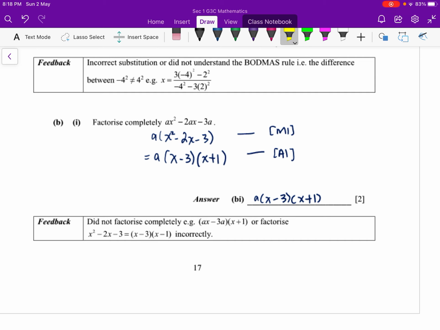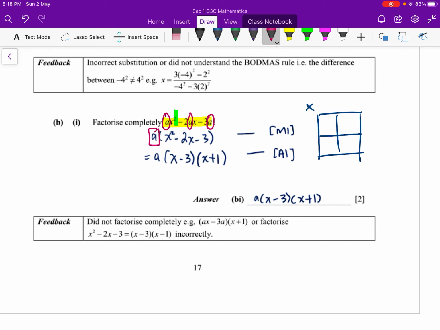When you see three terms that you're supposed to factorize, and when you see a square, you will have to use the grid like this and find out the values inside the four boxes. But before that, you realize that all of them have a common factor of a. So we should be factorizing out the a first. So that leaves us with x squared minus 2x minus 3.